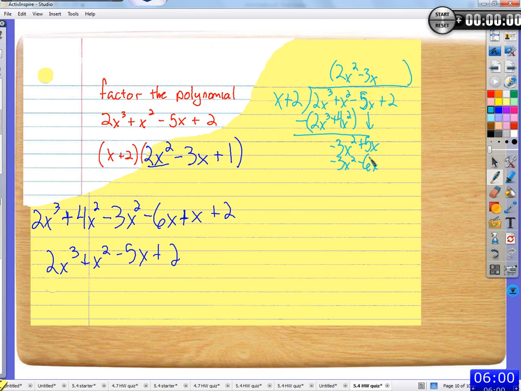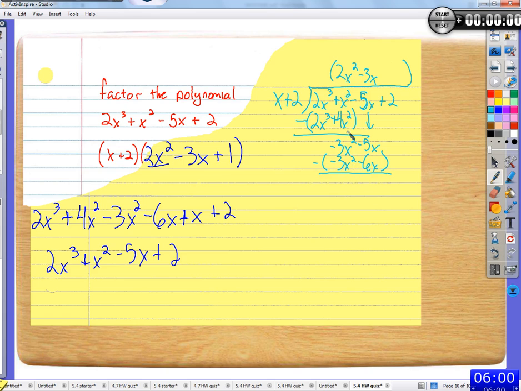So we compare. I did not write that right. That's a minus 5x. That's what we wanted to get. This is what negative 3x times 2 actually gives us. Okay, so we're off again. So we subtract to find the difference between those two things.